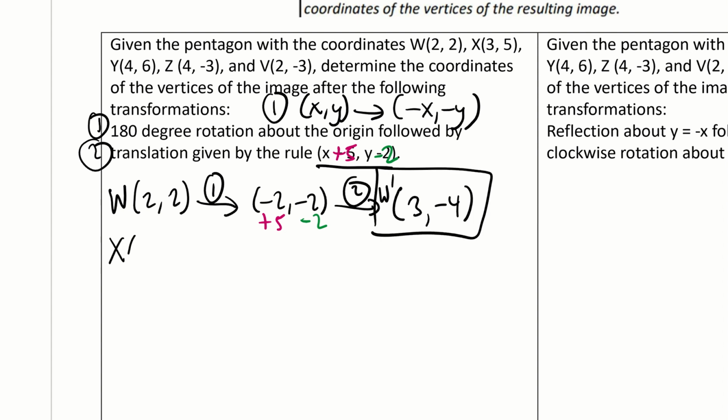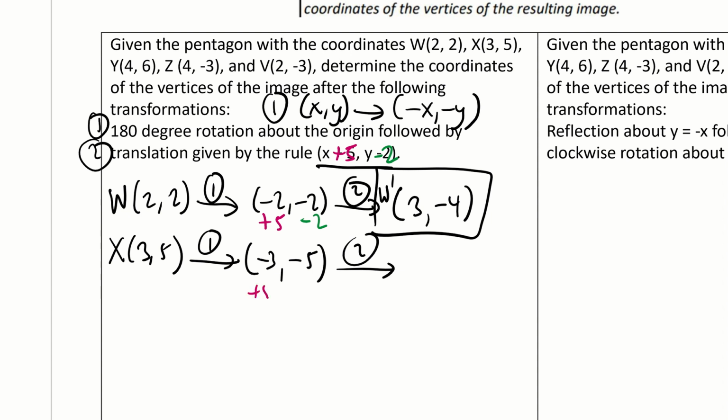So now we're going to do the same thing for X. If I negate both coordinates, I get (-3, -5). And then I'm going to, again, do the same thing. I'm going to add 5 and subtract 2. So in other words, I get (2, -7). So this is X prime. Okay, and like I said earlier, I'm not going to do all the coordinates. You're going to do the same thing using those 2 transformations to get the rest of the coordinates.